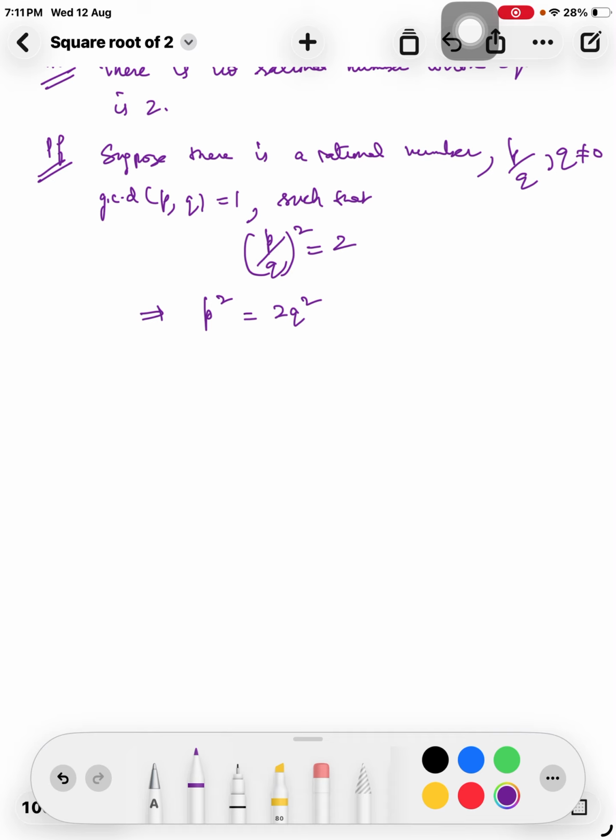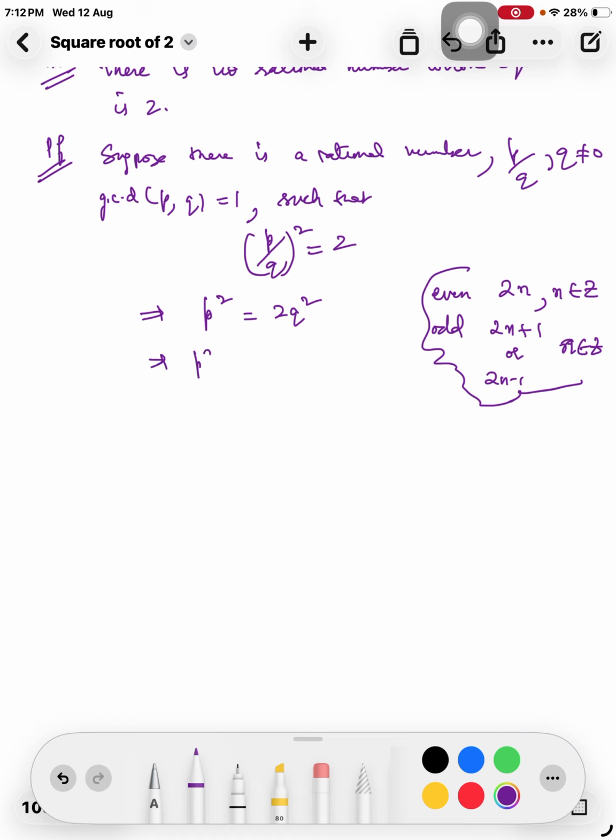So p square becomes an even number. Now what is an even number? Any number of the type 2n where n is an integer is an even number. What is an odd number? Any number of the type 2n plus 1 or 2n minus 1 where n is again an integer is an odd number. So 2q square is an even number. That means p square is even, right? Now if p square is even, this means p also has to be even. Can you prove this? So let us try.